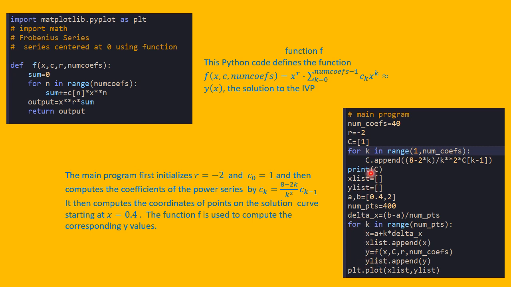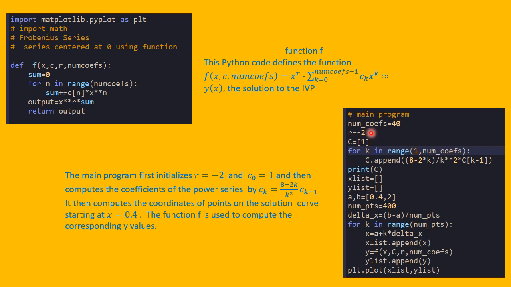So let's see what's going on here in just a little bit more detail. In the main program, we've set the number of coefficients equal to 40. That means that in this series that we have up here, we're going to let this sum go from k equals 0 to 39, which will be 40 terms in this series. That partial sum should hopefully be a pretty good approximation of the infinite series.